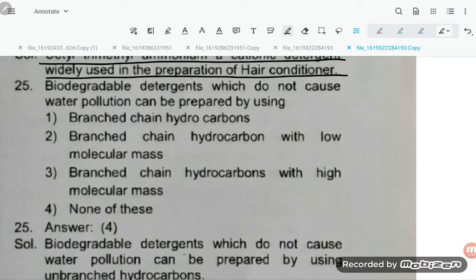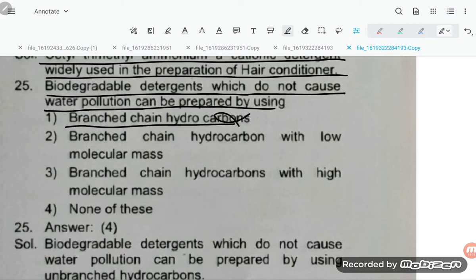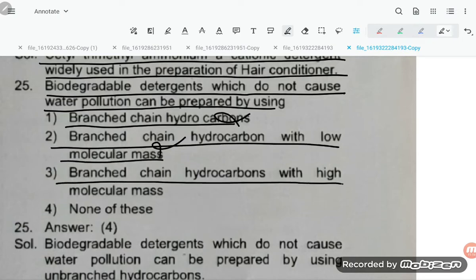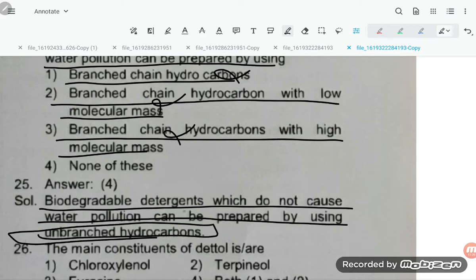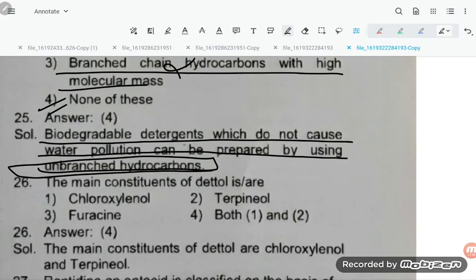Biodegradable detergents which do not cause water pollution can be prepared by: branch chain hydrocarbon, wrong; branch chain hydrocarbon with low molecular mass, wrong; branch chain hydrocarbon with high molecular mass, wrong. They are prepared by using unbranched hydrocarbon. So none of these is correct.